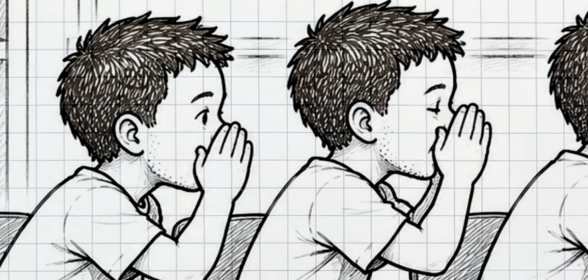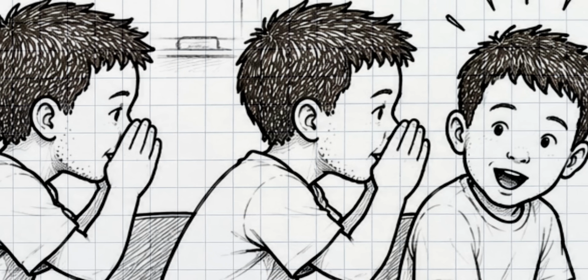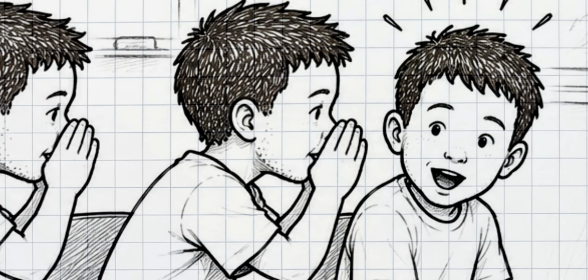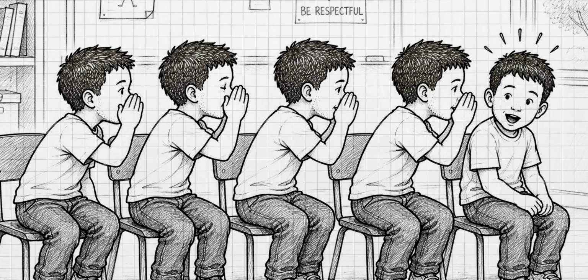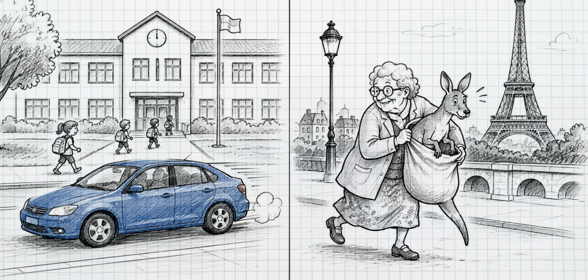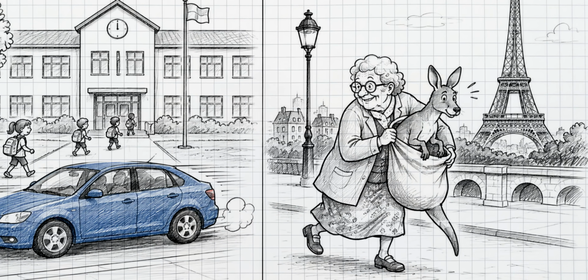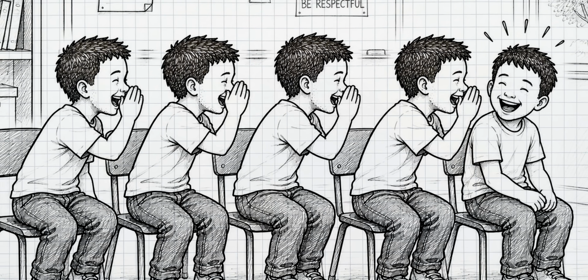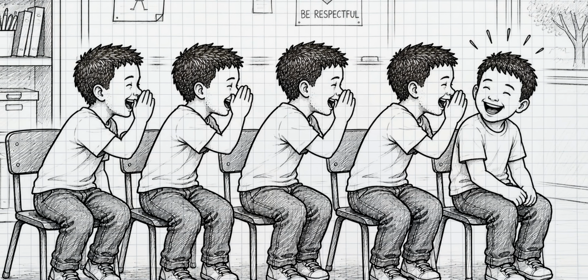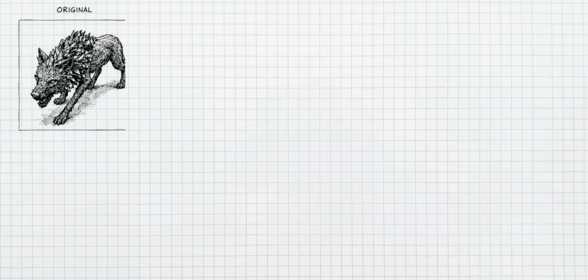Imagine you're back in school. Do you remember playing Chinese whispers or telephone? One person whispers a sentence into the next person's ear, they whisper it into the next, then the next. By the time it reaches the last person, the blue car drove past the school has somehow become Grandma stole a kangaroo in Paris. Everyone laughs, because every person only changed the message a tiny little bit. But those tiny errors stack.